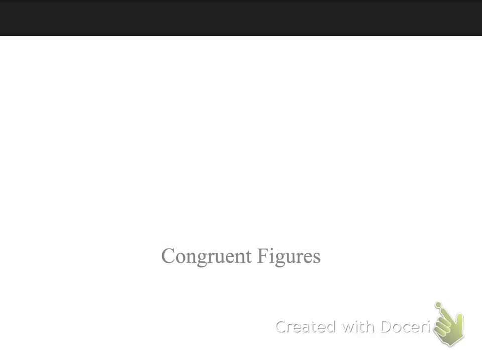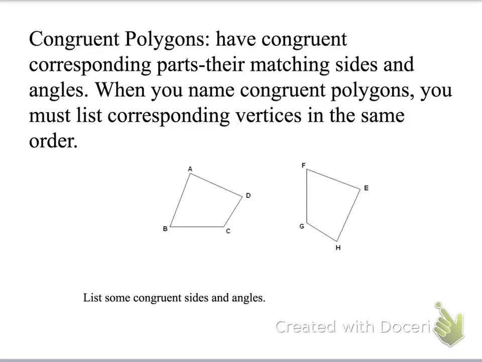Okay, in this video we're going to be talking about figures that are congruent. A lot of times it's going to be two different triangles. To make congruent figures, they have to have congruent corresponding parts, so matching sides and angles. When you name congruent polygons, you must write them in the correct order.